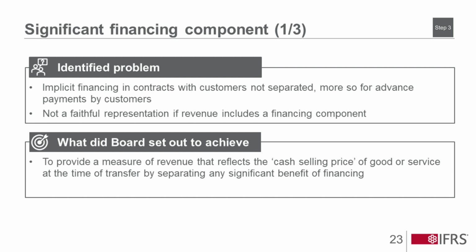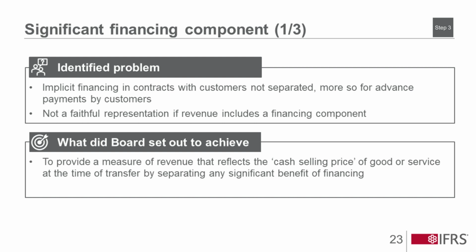Thank you, Anne. Another aspect of step 3, determining transaction price, is dealing with situations when the consideration is not due at or around the same time as the entity provides a good or service. So if the terms of payment provide either the customer or the entity with significant benefit of financing, recognizing revenue based on the promised consideration would not faithfully represent revenue because there's a financing element in the contract. Applying IAS 18, entities typically separated a financing component when the consideration was due an extended period after the entity provided the good or service.